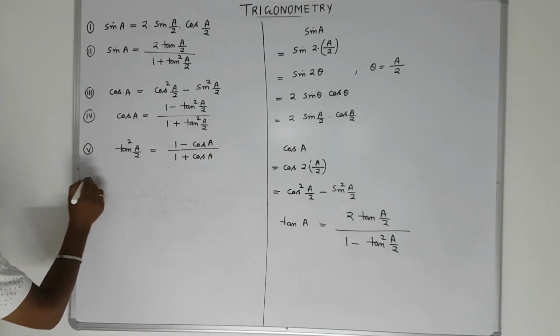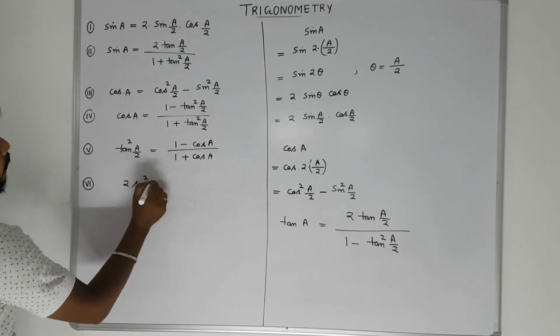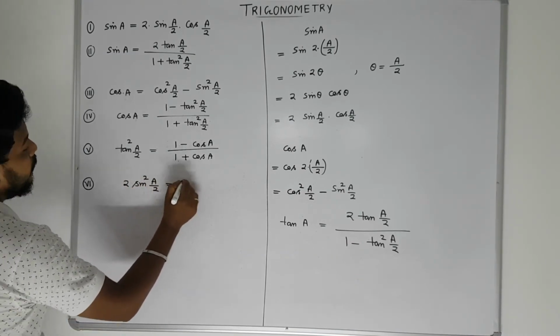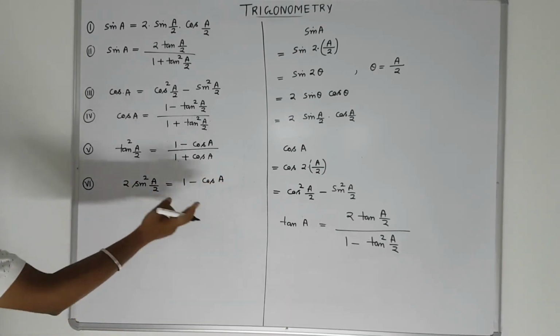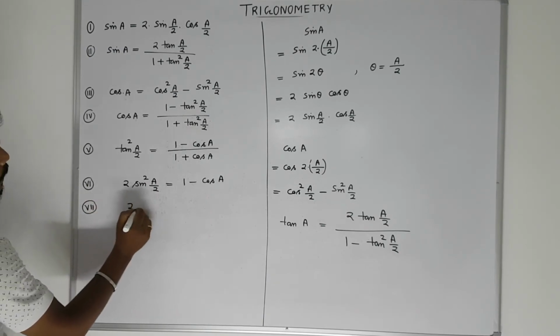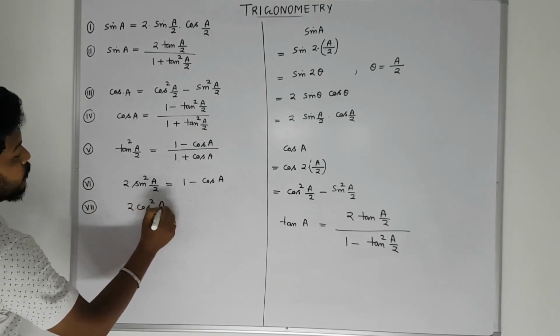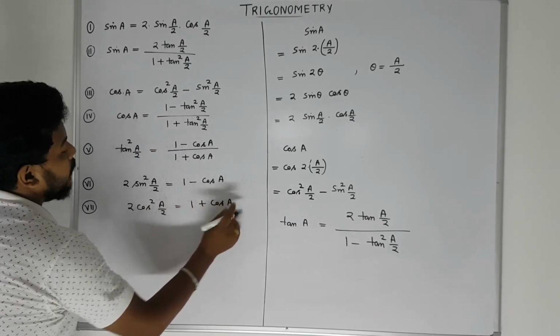Number 6, twice sin square A by 2 is equal to 1 minus cos A. Twice A by 2 is A. Number 7, twice cos square A by 2 is equal to 1 plus cos A.